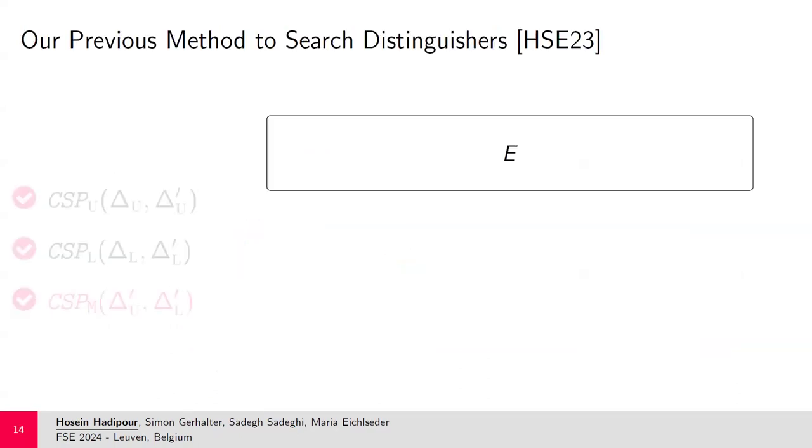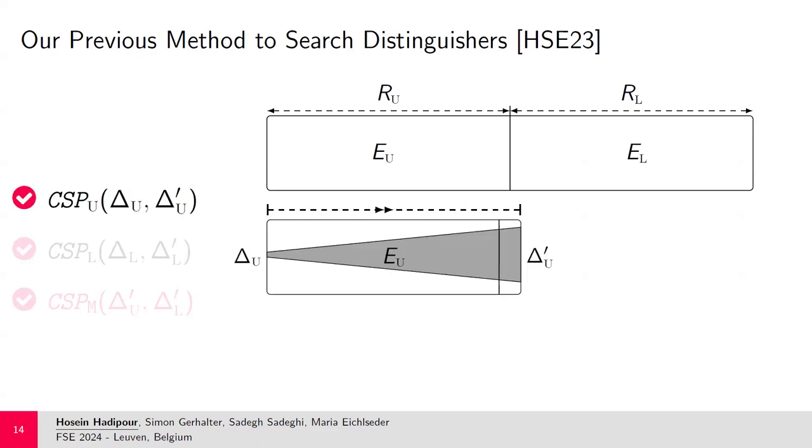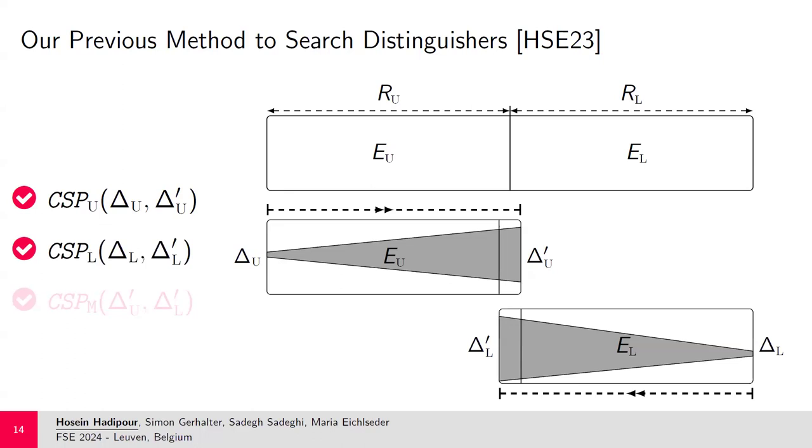In our Eurocrypt paper, we introduced a model based on satisfiability to find distinguishers. It's based on the missing-in-the-middle technique. Let's say we want to find an impossible differential distinguisher for block cipher E. We divide it into two parts, upper and lower. We model the propagation of the truncated trail forward through the upper part, EU. We do it by a CP model, right? And we model the propagation of deterministic trails backward for the second part. It's an independent CP model.